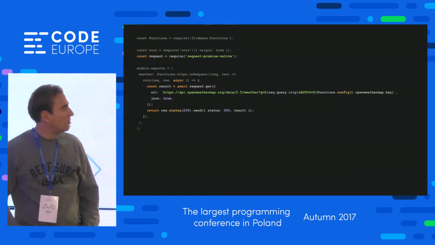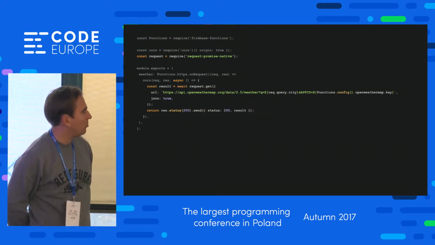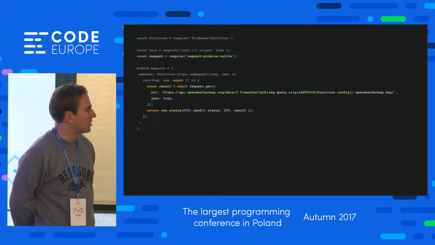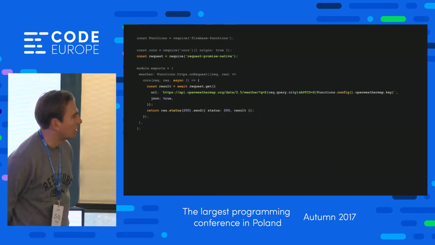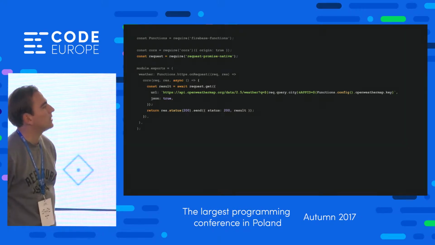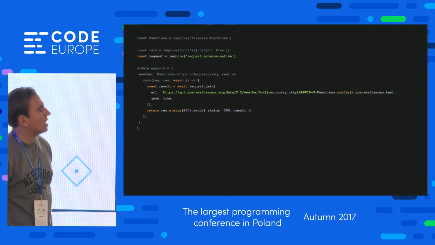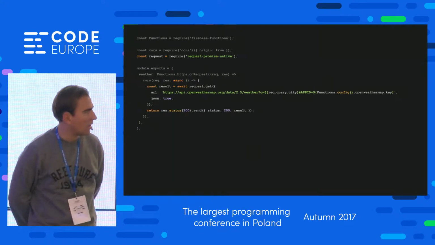So with these few lines of code, we just managed to call a third-party API and get the data back. We requested it as JSON, we're passing the JSON back, and this is JavaScript ES2016 because async await is here.